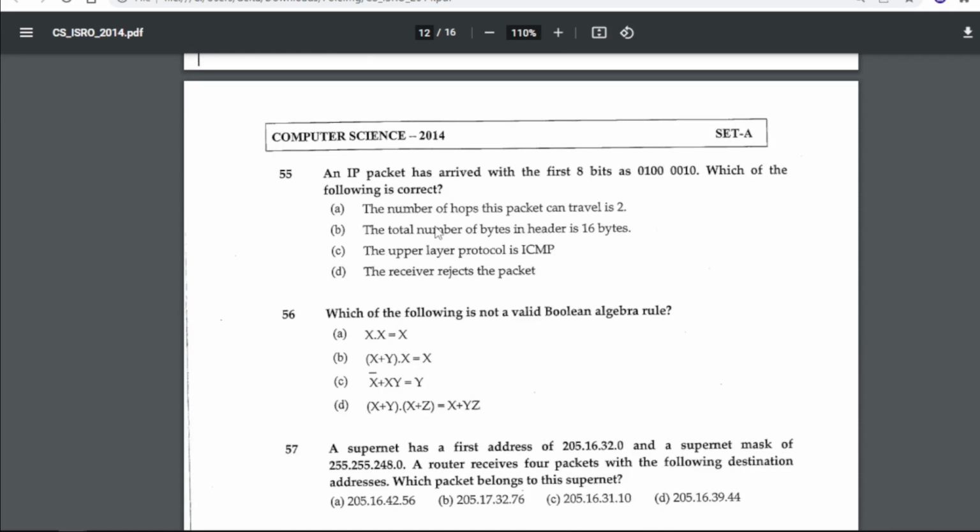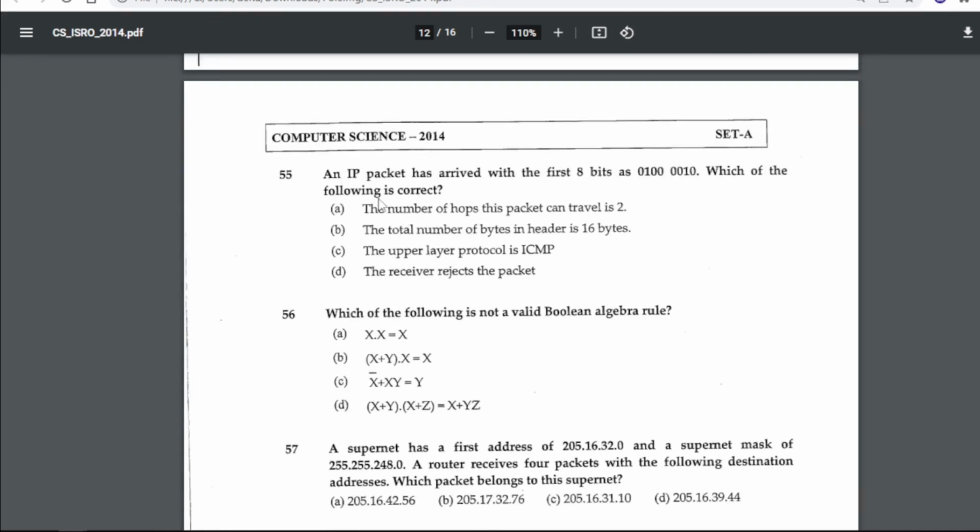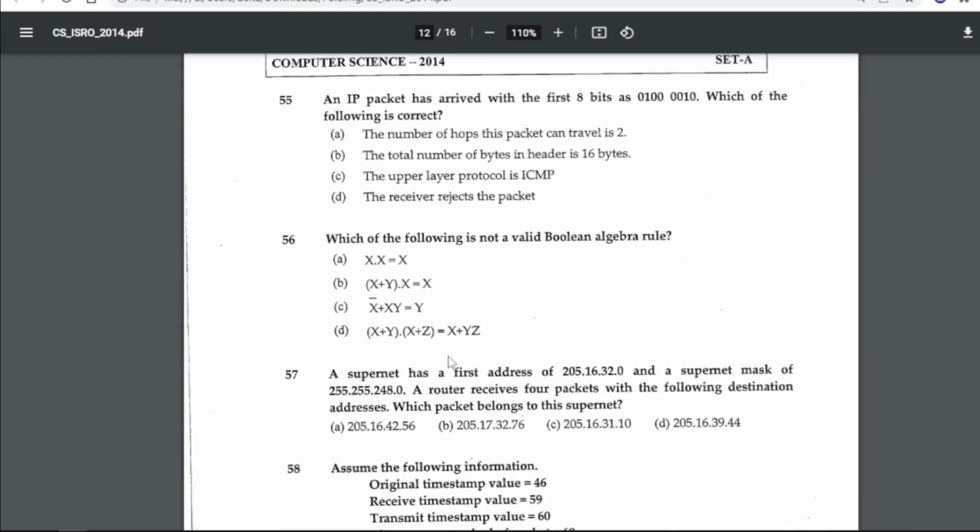Now question number 55: an IP packet has arrived with the first 8 bits as 01000010. Which of the following is correct? So for question number 55, our answer will be option D, that is the receiver rejects the packet, right?